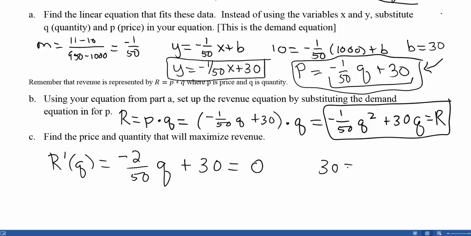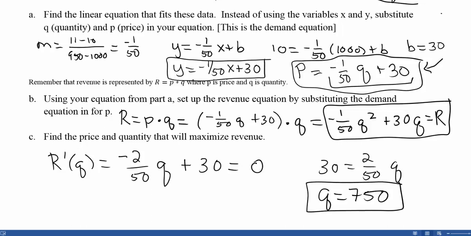and I will get 30 equals 2/50ths Q. Now I'm going to multiply by the reciprocal of that fraction to get it out of there. So multiplying both sides by 50 over 2 is going to give me that Q equals 750. So now I have my critical point.